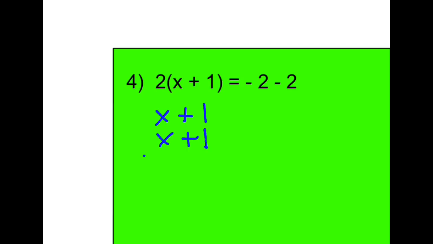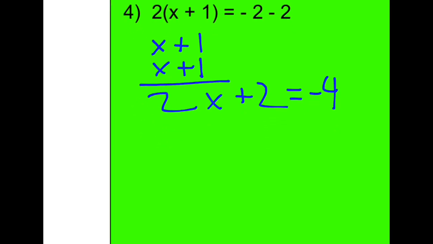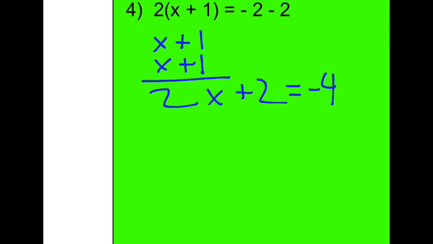And that's going to leave me with 2x plus 2. And I can't forget about, on the other side of the equal sign, I'll combine these like terms. That equals negative 4. And then once again, look, I've got one of those two-step equations there. 2x plus 2 equals negative 4.